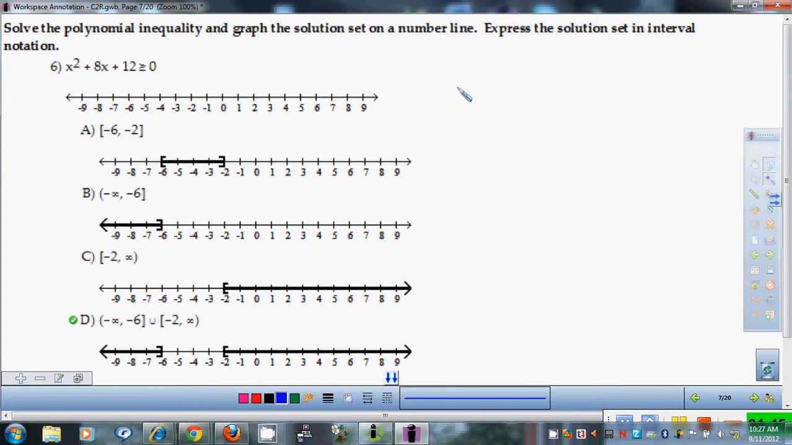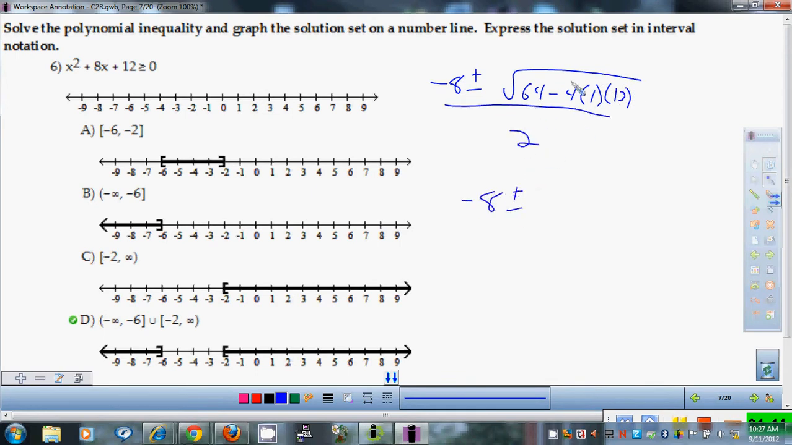You can, or you can use quadratic. All over 2a. That's negative 8. 64 minus 48 is 16. Square root of 16 is 4. And that would give you negative 6 and negative 2. However, that could be A or D or B or C. Really, you have to check the intervals. Now, go from there.